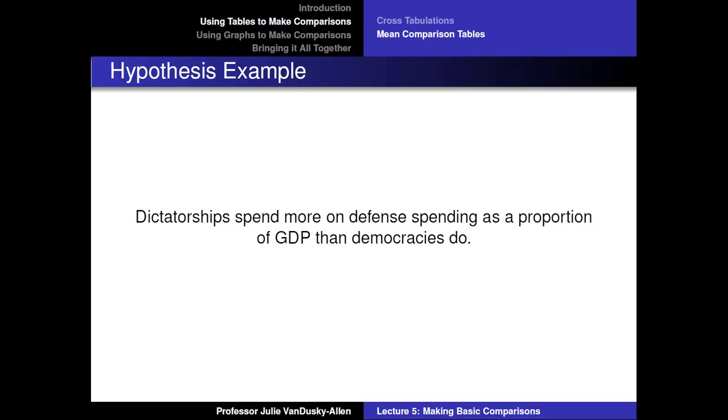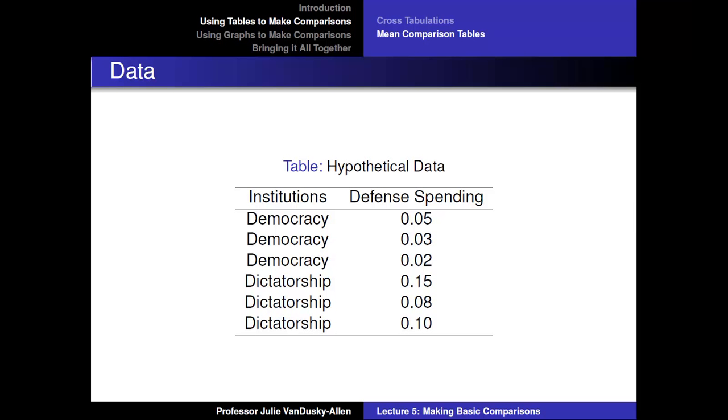Now let's say I wanted to determine if there really was a real-world relationship between institutions and defense spending. I could collect data on type of institutions in a country and how much that country spends on defense as a percentage of their GDP. Here is what a hypothetical data set of that type of data would look like.